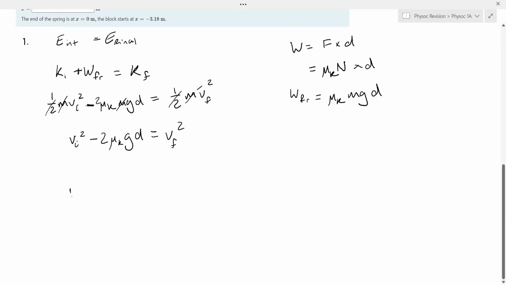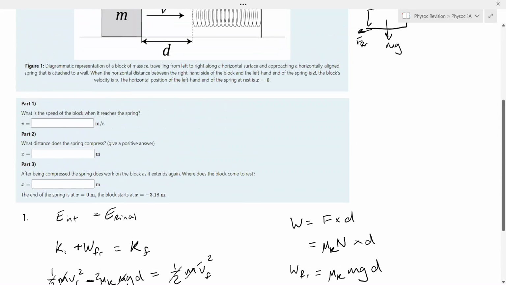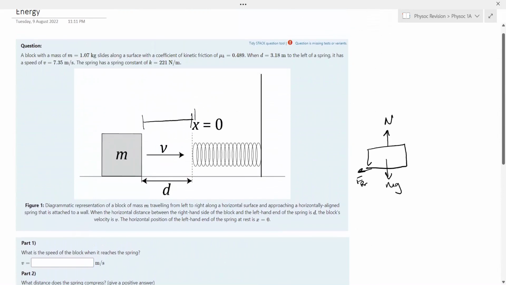Our final velocity is then the square root of our initial velocity squared minus the rest of these terms here. And we can pop in those values they gave us in the question. Our mass is 1.7 kilograms. Our coefficient of kinetic friction is 0.489. Our distance is 3.18 meters. And our initial speed is 7.35 meters per second.